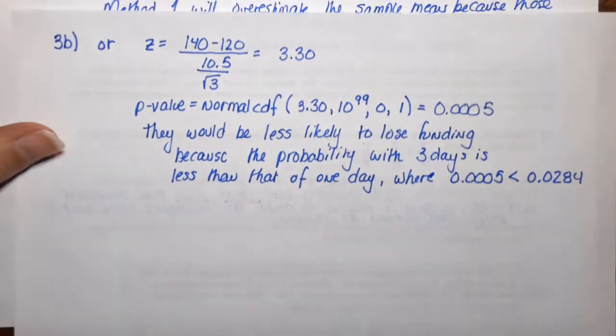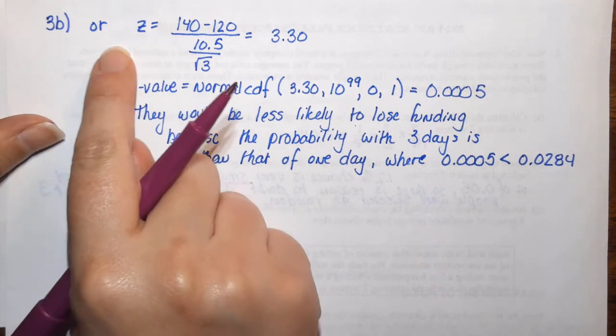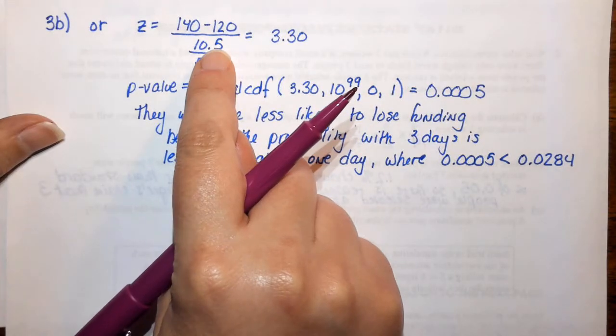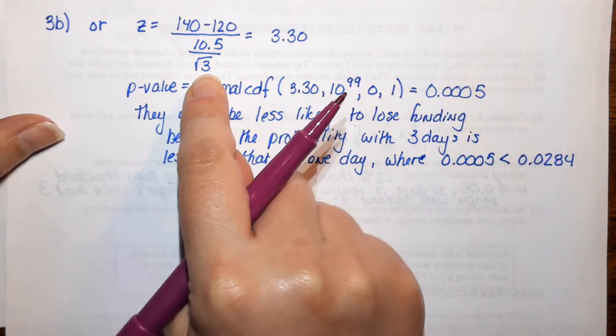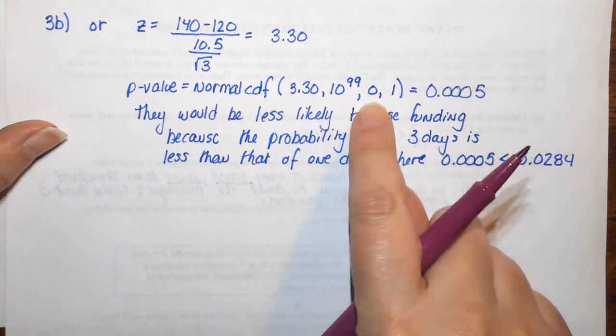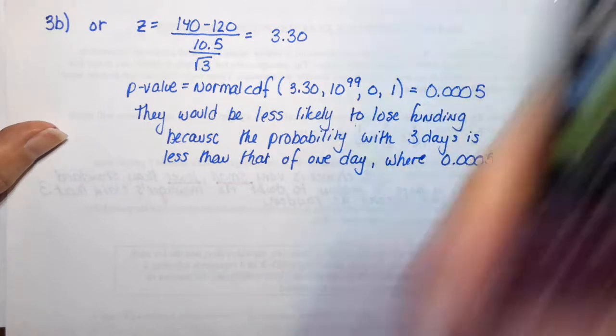Some of you guys probably carried out a test instead, where you have 140 minus 120 over 10.5 divided by the square root of 3 gives you your Z, and then you found the p-value with that standard normal distribution, which gets the same answer.